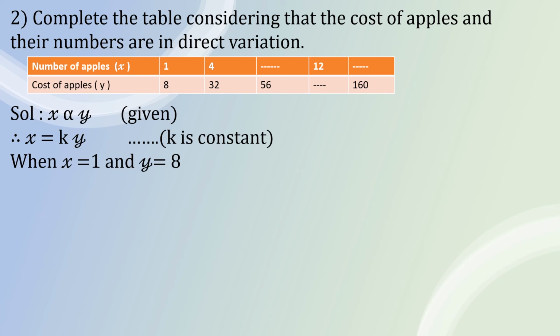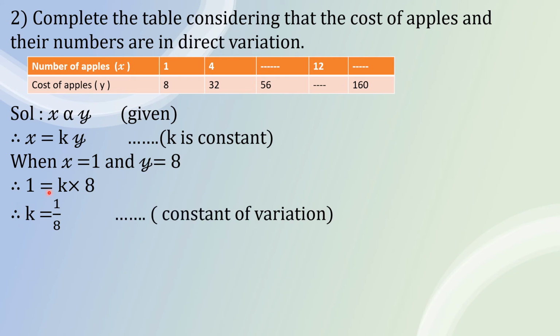Next step you'll write down: when x equal to 1 and y equal to 8, therefore you'll place these values in your previous equation. So it will become 1 equal to k into 8. Are you getting me? Therefore k equal to 1 upon 8. You bring this 8 over here, so it goes to the denominator. So the k value is 1 upon 8. So the constant of variation is 1 upon 8.